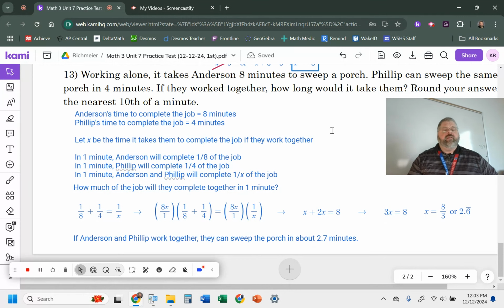And that's how these are done. Consider the times if they work alone. Declare a variable such as x, like I did here, for the amount of time it would take them if they worked together. Consider how much of the job they would get done if they worked for 1 unit of time, in this case 1 minute. Write an equation with those for out of 1 minute how much of the job would get done, adding them together since they're working together. And then solve that rational equation. That'll tell you how long it would take them if they worked together. And that's it.